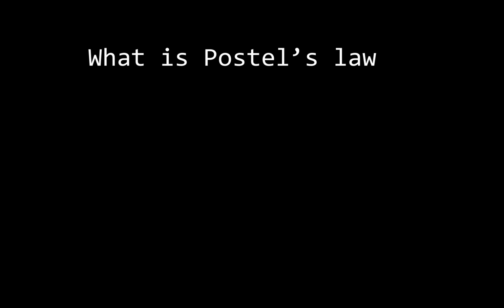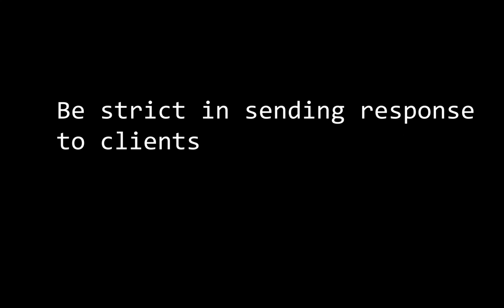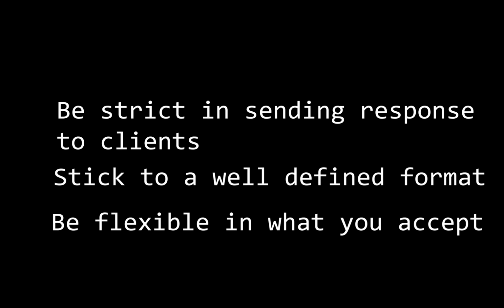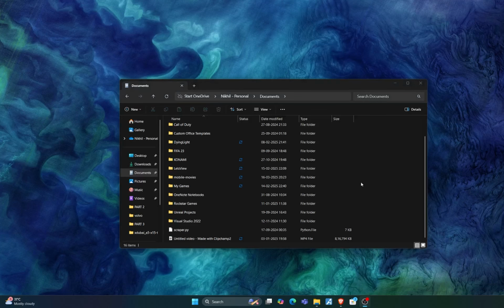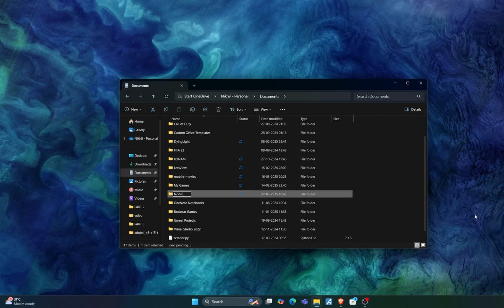So what is Postel's law? Postel's law can be summed up in this phrase: be conservative in what you send, be liberal in what you accept. In other words, when building an API, be strict in sending responses to clients, always stick to a well defined format. Be flexible in what your API accepts from clients, allow minor variations in input without breaking. So let's look at a simple example in Node.js to see how we can implement it in our code.